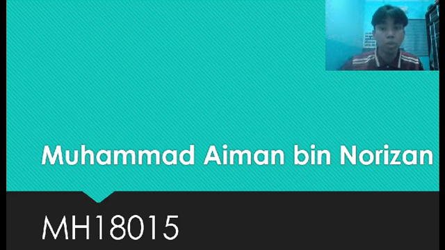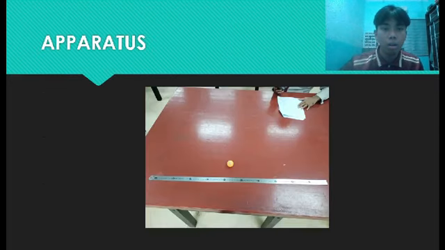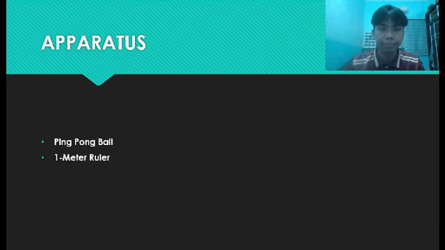I'm in charge of the apparatus. Our team is using just a 1 meter ruler and one ping pong ball. We use the ping pong ball because it is a lightweight spherical object with a smooth, uniform surface, low mass and symmetrical shape, which minimizes air resistance, making it suitable for studying free fall under near ideal conditions.